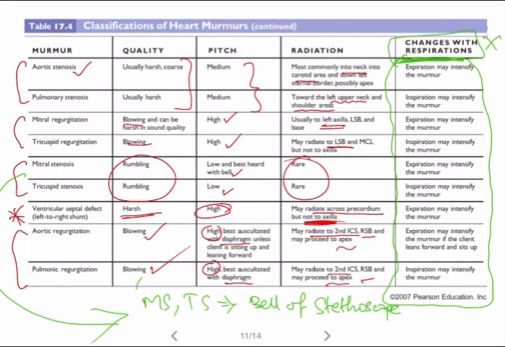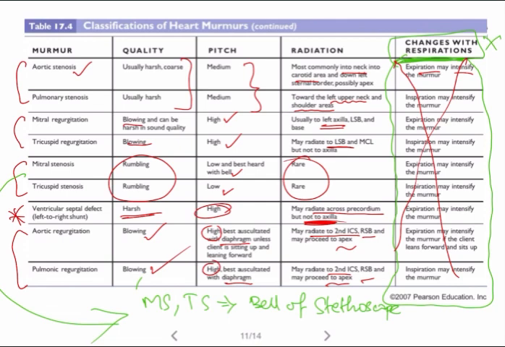Now, the changes with expiration or inspiration, which may intensify or decrease its intensity, are very difficult to remember. So I will follow my capsule which I have told you. So this is quality, pitch, radiation of the murmur. If you remember these kinds of things, it is very easy now to approach a question on valvular defects and murmurs.